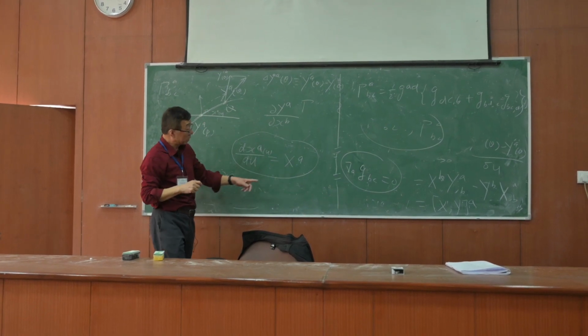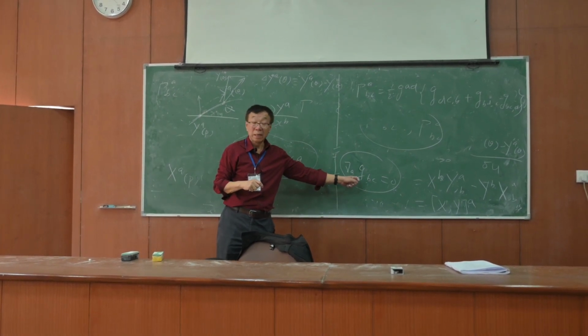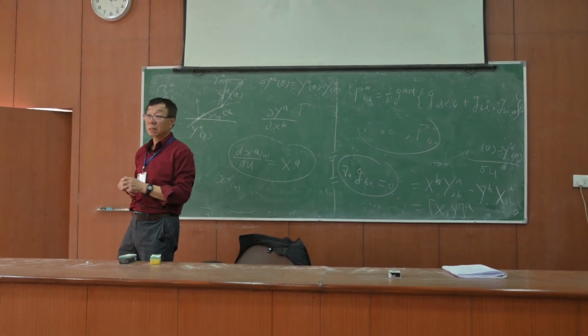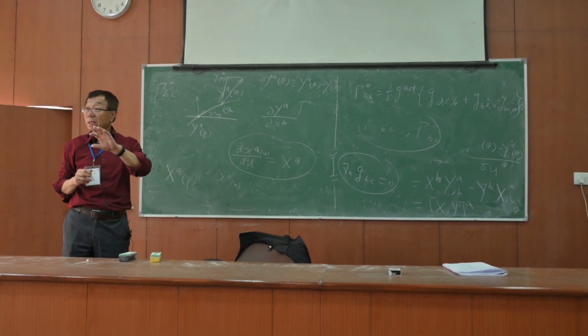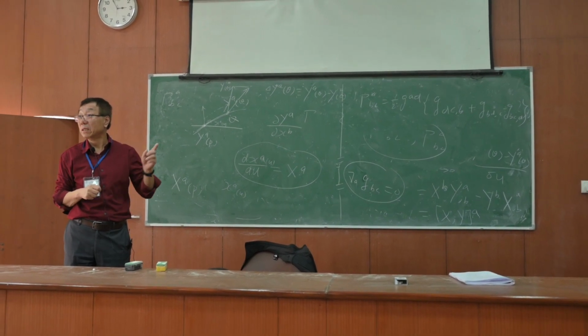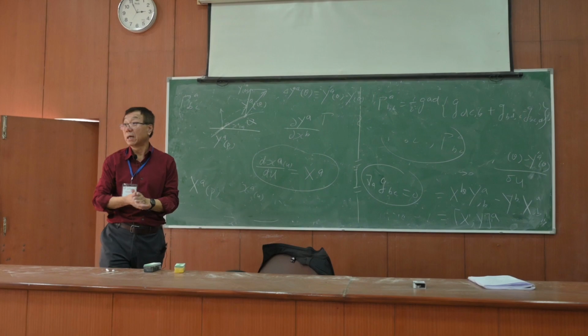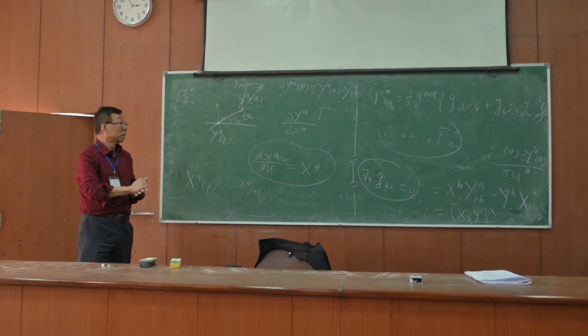Why do we use this connection? Because it has very particular properties. You can see my metric is constant under this connection. So that's what Riemann geometry takes. Okay?